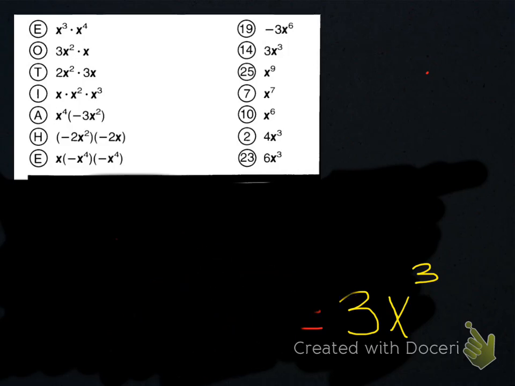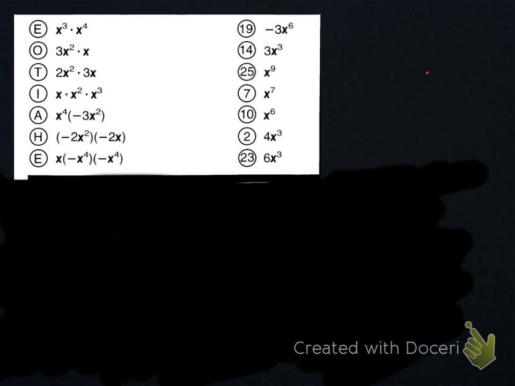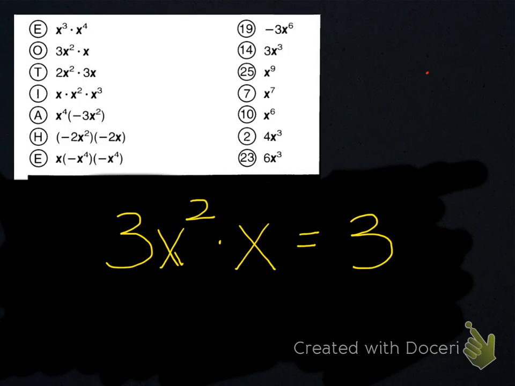The original was 3x squared times x. And so we see that we had a 3, and then we had the exponent. Don't forget, there's an exponent there. And then it would be the same as just keeping the base and adding those two exponents, giving x cubed. That's really what's happening.